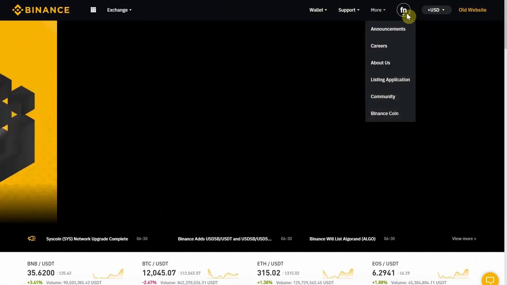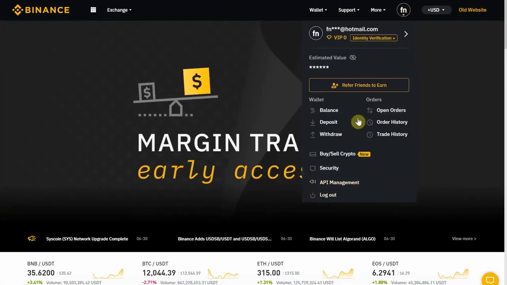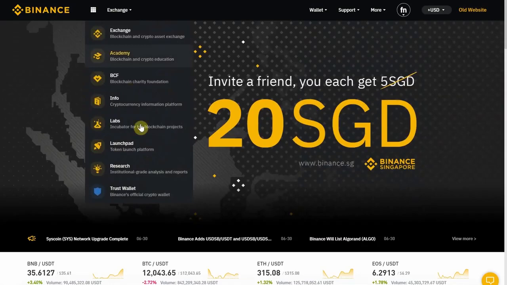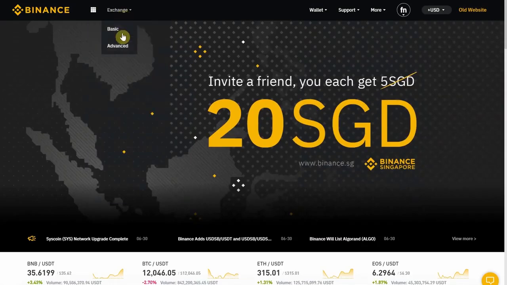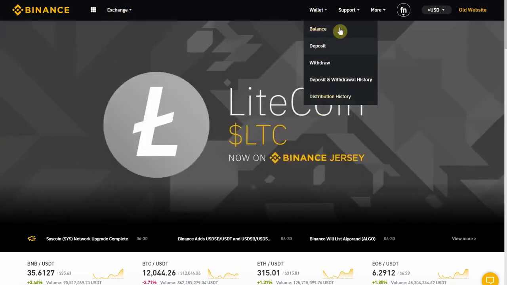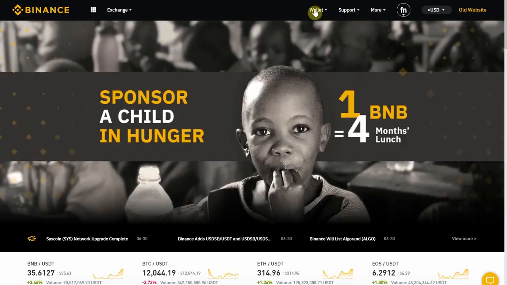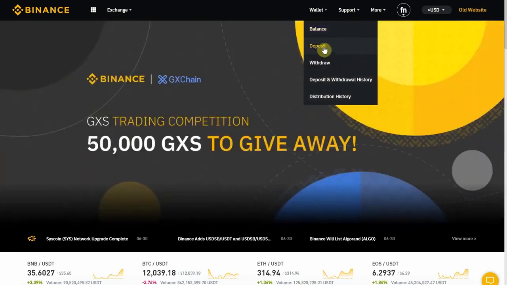So I'm already logged in. You have my account information here, along with some shortcuts. This is the same as I showed you before. The exchange, wallet, support, and more. I'm going to go ahead and select the deposit.